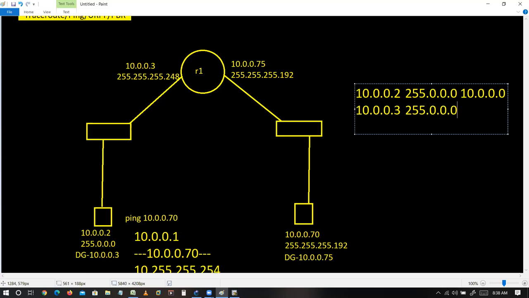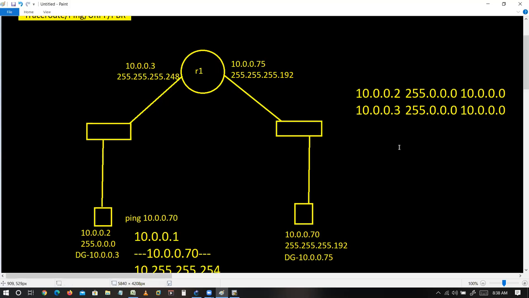Right. Now, I don't know the mask of the destination address, so I will consider the default class. That will be class A, so it will be 255.0.0.0. So the ID will be this, correct? Okay, it understands that it belongs to my same subnet. Okay, perfect.